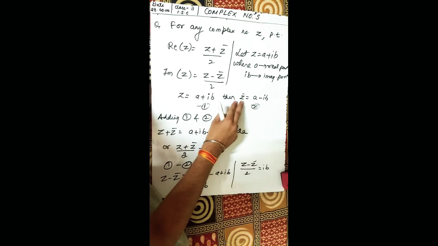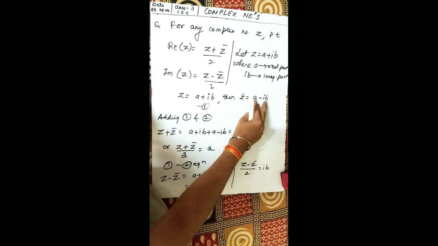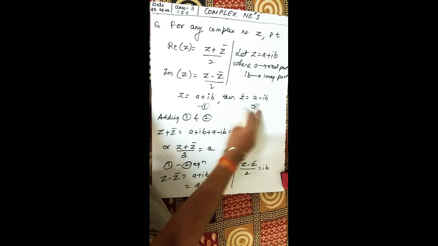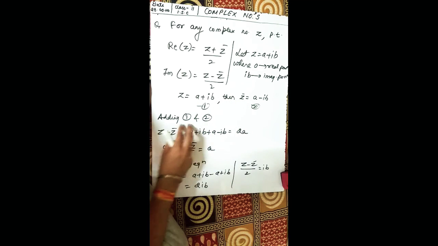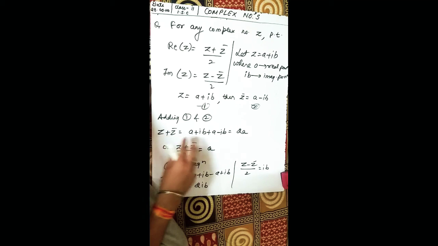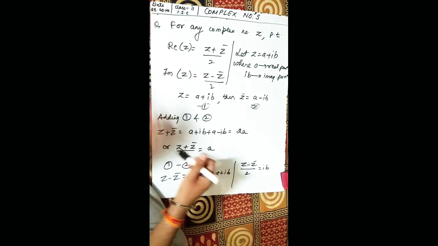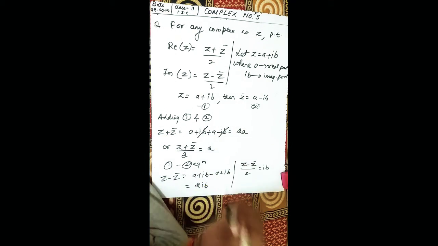Find the conjugate of it. So the conjugate z bar will be a minus ib. Consider that as the second equation. Now add both of these. So adding first and second, that is z plus z bar is equal to (a plus ib) plus (a minus ib). The ib and ib will be cancelled.